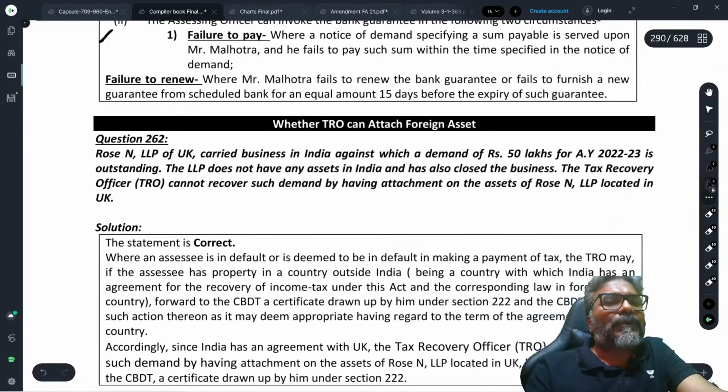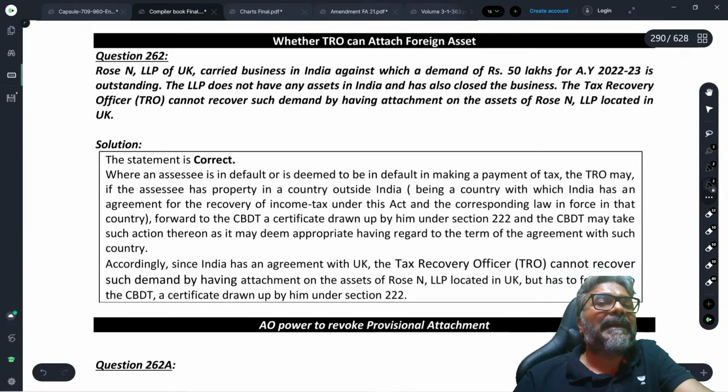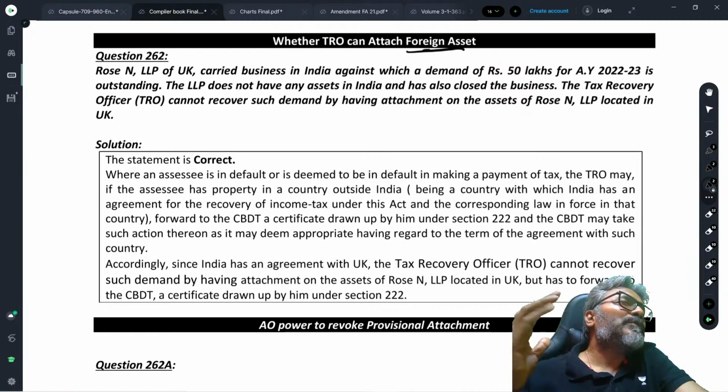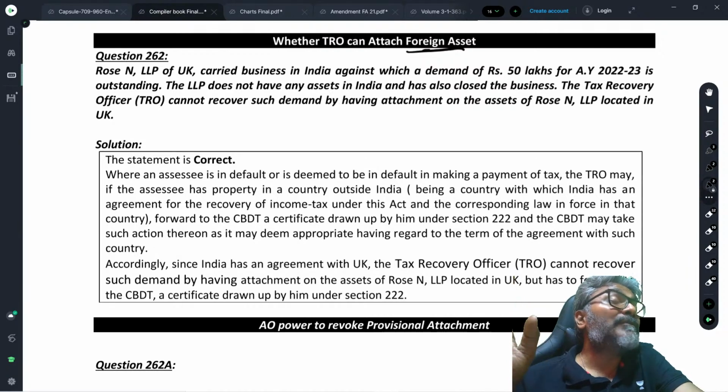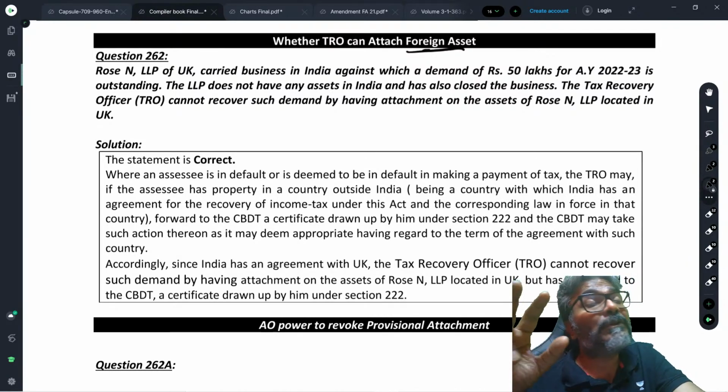And the next question, students, is the attachment of the foreign asset. Again a question. So what happens, students, is that the tax recovery officers who are there in India, supposing, say for example, Vijay Mallya. Although Mr. Vijay Mallya was not a tax defaulter, see, these people are very smart, they know the law very well.